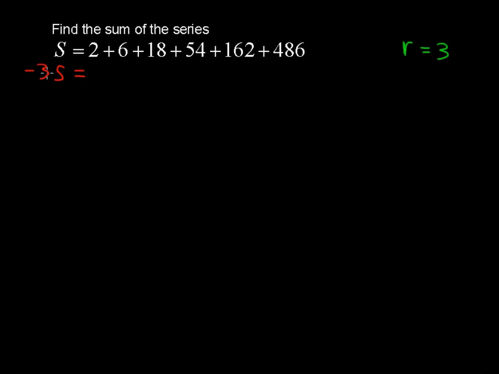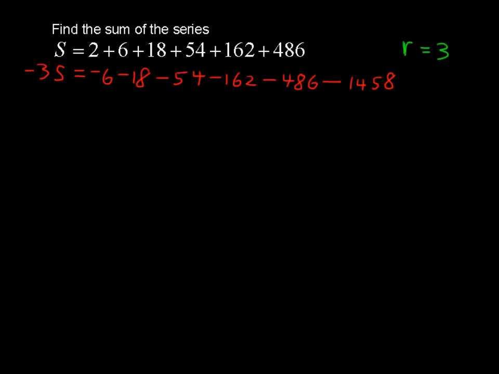We're going to multiply everything by negative 3. So 2 times negative 3 is negative 6. And 6 times negative 3 is negative 18. And 18 times negative 3 is negative 54. And 54 times negative 3 is negative 162. And 162 times negative 3 is negative 486. And 486, don't stop here, we still have to multiply this last term. 486 multiplied by negative 3 is negative 1,458.